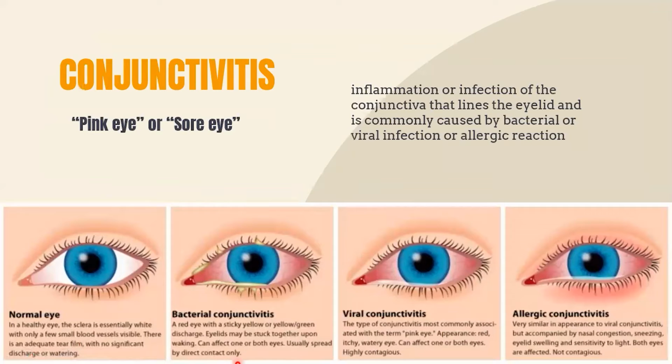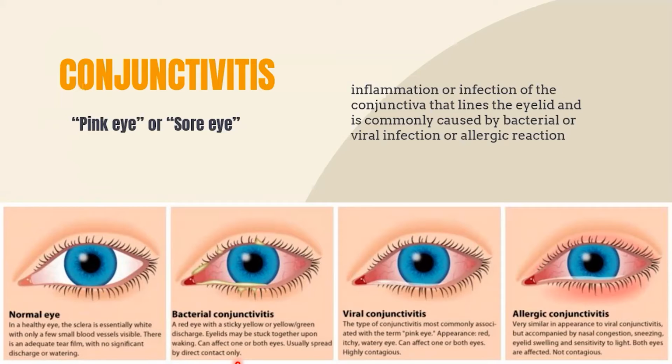An example of conjunctival infection is conjunctivitis, commonly known as pink eye or sore eye. Conjunctivitis is an inflammation or infection of the transparent membrane, the conjunctiva, that lines the eyelid. When small blood vessels in the conjunctiva become inflamed, they are more visible. That is why the white part of the eyes appears reddish or pink. Pink eye is commonly caused by bacterial or viral infection or an allergic reaction. Though pink eye can be irritating, it rarely affects your vision. Treatments can help ease the discomfort of pink eye.